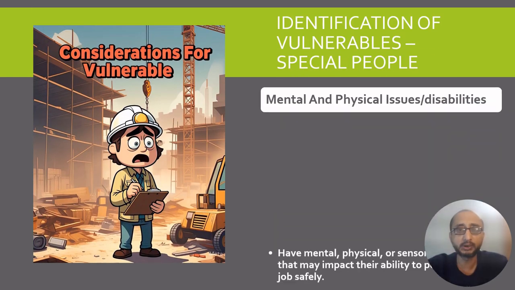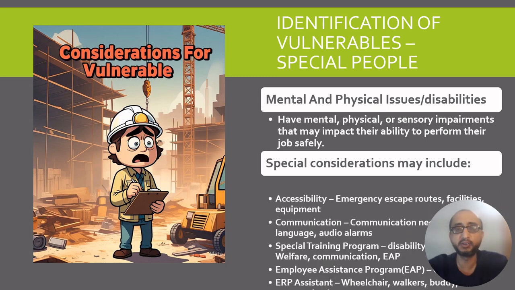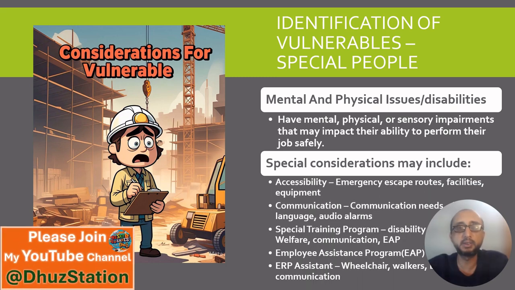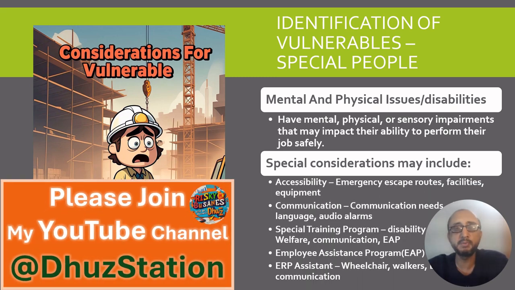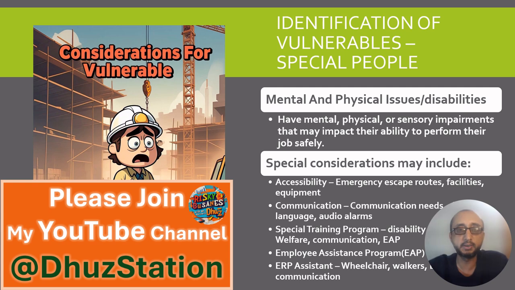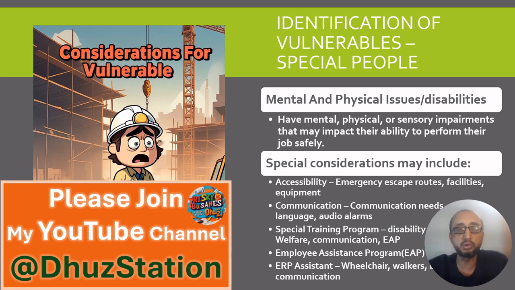The next vulnerable group are special people who have mental, physical, or sensory impairments that may impact their ability to perform their job safely. These people are very prone to harm, especially during emergency situations. So we have to take special considerations like accessibility, emergency escape routes, and special facilities, so they can evacuate safely in case of any emergency. Then maybe they need some special communication methods or means like sign language or audio alarms. We also have to consider job roles which are suitable for them.